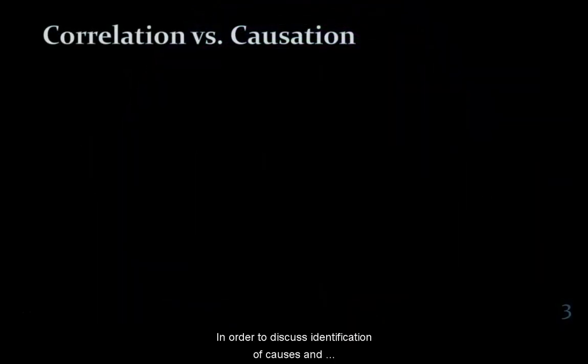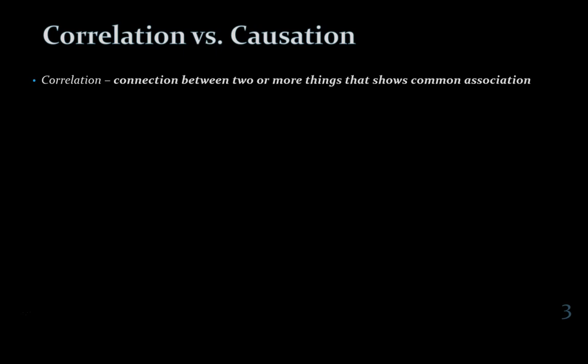In order to discuss identification of causes and effects, we have to understand the meaning of two words. The first word is correlation. Correlation means a connection between two or more things that shows common association. So for example, a correlation for your class is all of the students are in the same section.